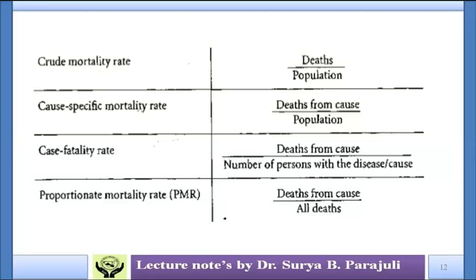So we can combine the proportion concept and the rate concept within a certain indicator. This is one indicator, proportionate mortality rate: deaths from a certain cause or COVID-19 divided by all deaths within a certain time frame and within a certain geographic area.